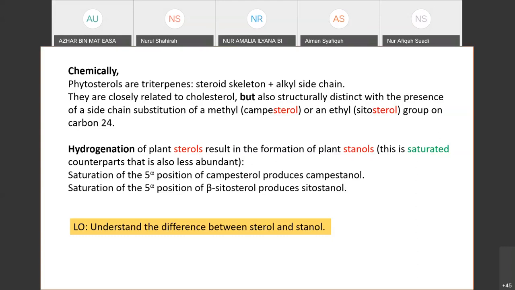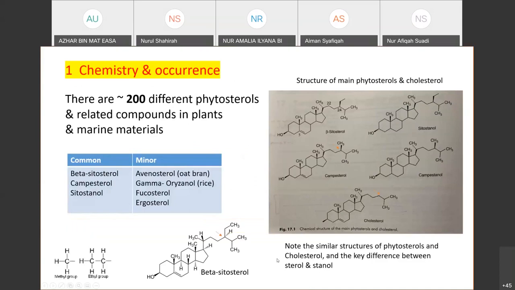All right, slow, slow. This is what I mean. There are way too many phytosterols, over 200. A lot, yeah. The common one, beta-sitosterol. This is beta-sitosterol. It's common. Avenasterol, oat bran, and then campesterol, and then oryzanol from rice, sitostanol, phycosterol, ergosterol. This is minor, okay? But nowadays, even USM is doing research on this oryzanol, phytosterol, stanol, sorry. But you hear a lot about beta-sitosterol, but the one in the products is a mixture of many things, yeah? Even the one in the plants is a mixture of many types of phytosterols and their related compounds.